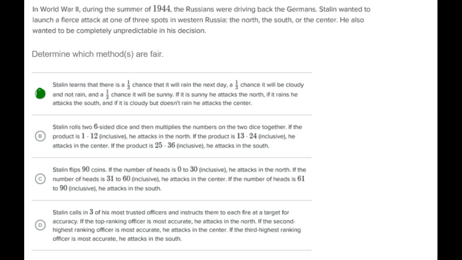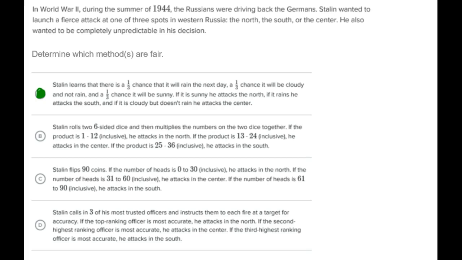For method B, Stalin rolls 2 6-sided dice and then multiplies the numbers on the 2 dice together. If the product is 1 through 12 inclusive, he attacks the north. If the product is 13 through 24 inclusive, he attacks the center. If the product is 25 through 36 inclusive, he attacks the south. This method is not going to be fair because there is not going to be the same number of results in each of these categories. There's going to be 36 different outcomes that could occur, but only 4 of those are going to lie between 25 and 36. We could take 5 times 5, 5 times 6, 6 times 5, or 6 times 6. Those are the only 4 scenarios that give us a product between 25 and 36 inclusive, which means there's 32 other outcomes distributed between the other 2 categories, so this is not fair.